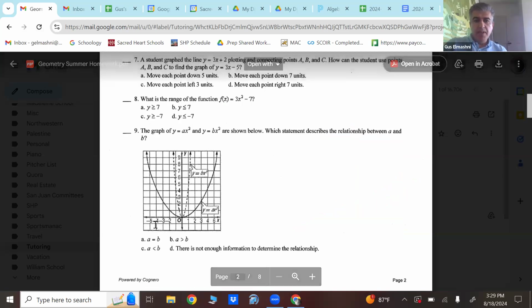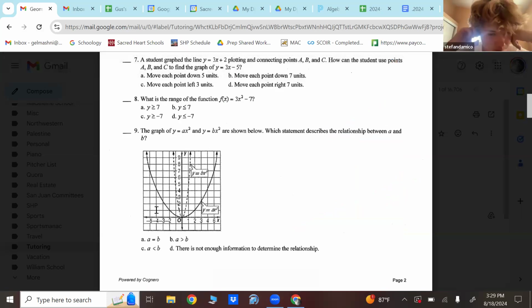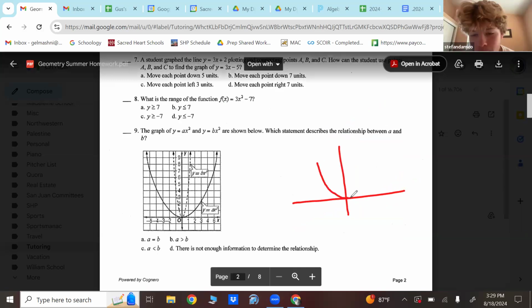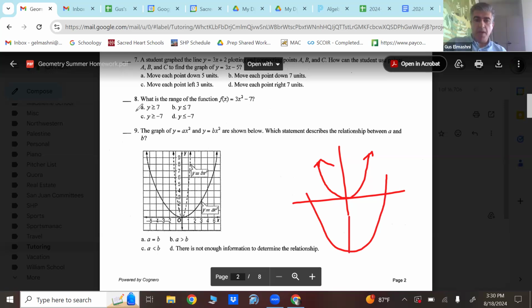I know that. Now for 8, so this is where you can use Desmos if you're not sure how the graph looks. But we did parabolas, so x squared looks like this, and x squared minus 7 means go down 7 units. So you shift down 7 units. So y is going to be greater than or equal to -7. So it's got to be C.